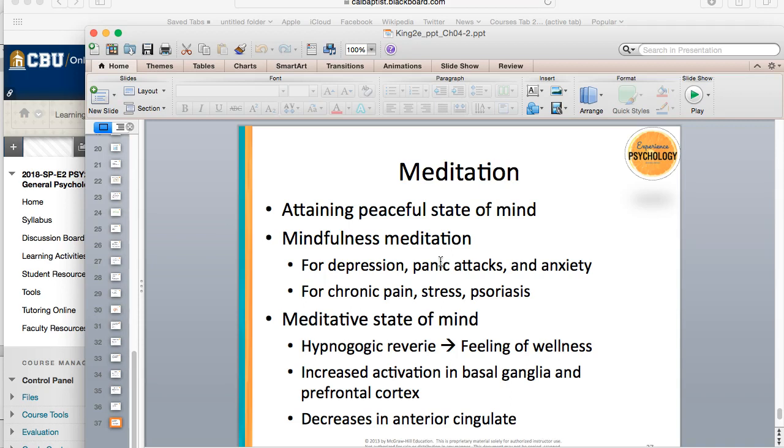Mindfulness meditation is for depression, panic attacks, anxiety, chronic pain, stress, psoriasis. This is often used. I love meditation, mindfulness meditation, because it allows you to be calm and in a relaxed state. Meditative state of mind. Increased activation in basal ganglia and prefrontal cortex. So what this means is it increases responses in your brain in terms of feeling of wellness, and decreases, you know, whatever you may be panicking about, stressing about, or the feelings that you may be experiencing.